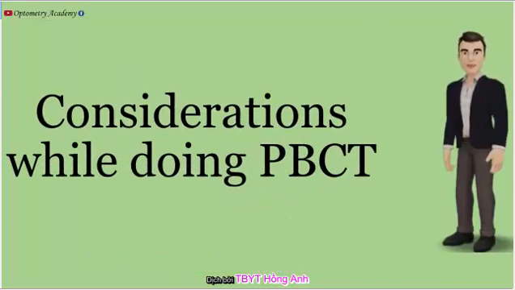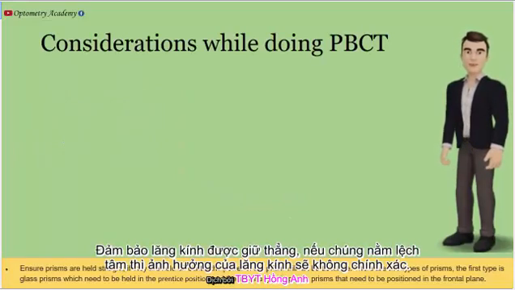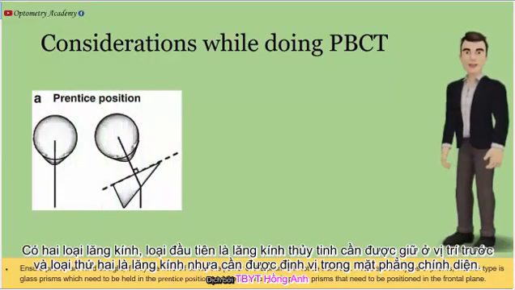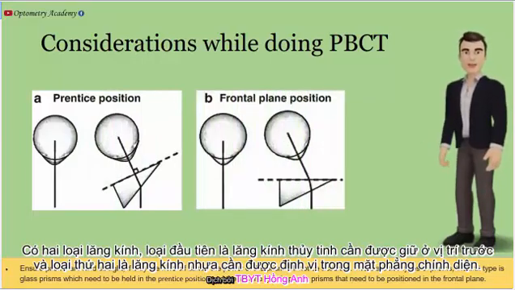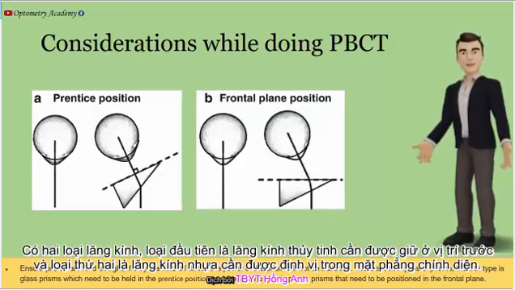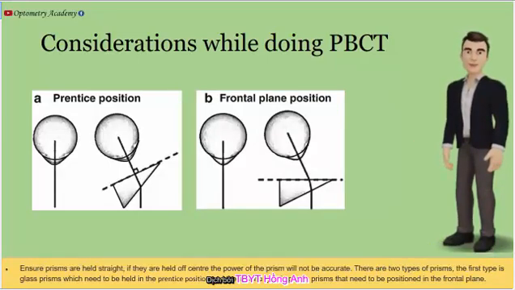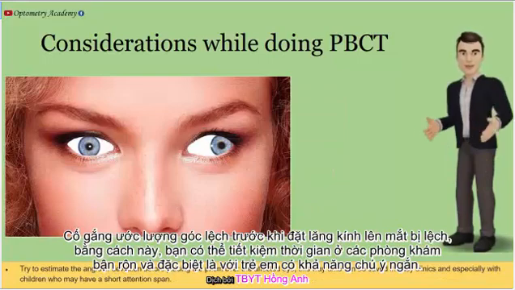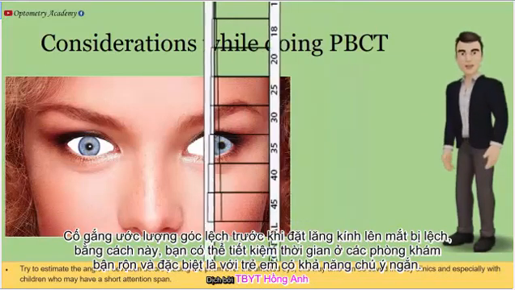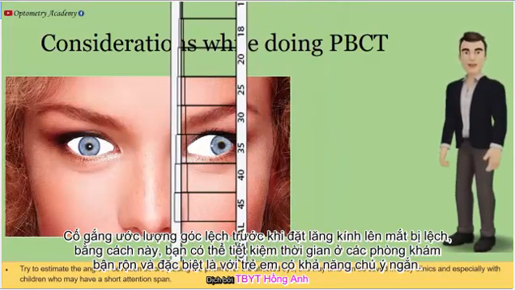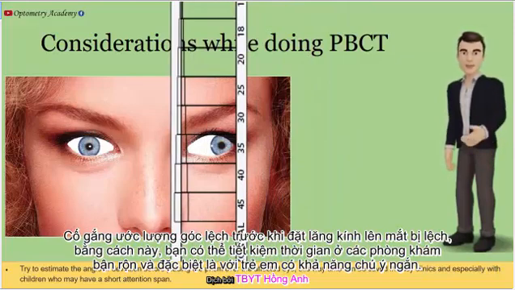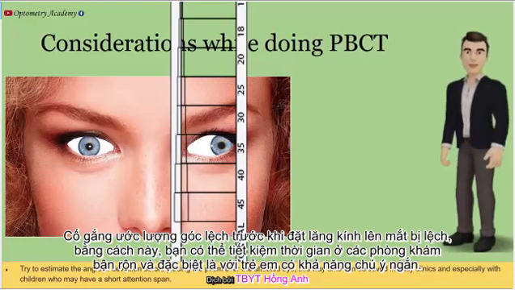Considerations while doing PBCT. Ensure prisms are held straight. If they are held off center, the power of the prism will not be accurate. There are two types of prisms. The first type is glass prisms which need to be held in the Prentice position and the second type is plastic prism that need to be positioned in the frontal plane. Try to estimate the angle of deviation before placing the prism over the affected eye. This way time can be saved in busy clinics and especially with children who may have a short attention span.